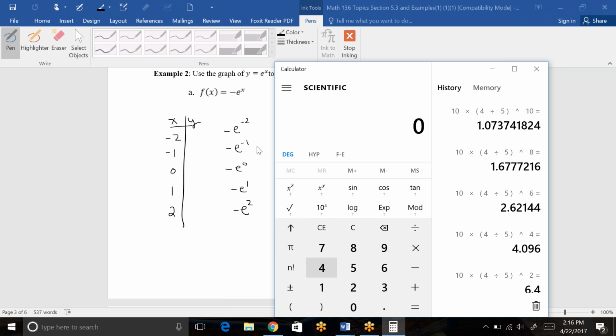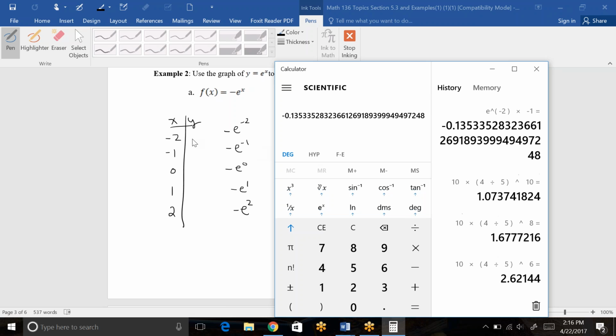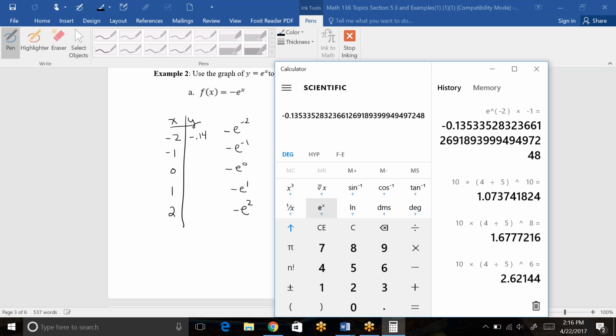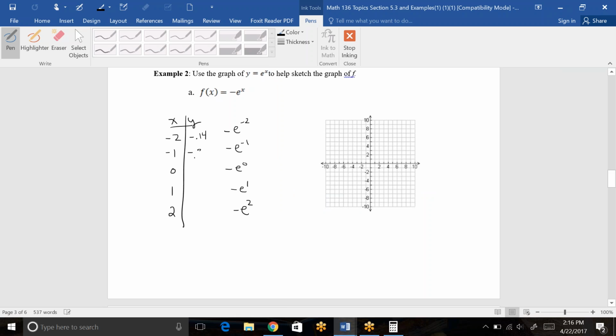So when we look at this one, I'm going to start with -2 as my exponent. I'm raising e to that power, so you know how it's written as a power. And then there is a negative out front, so we're going to times by -1. So this is -0.14. And then we'll do e to the -1, so 1 negative, raise that as e's power, and then we're going to change the sign, so it'll be -0.37.